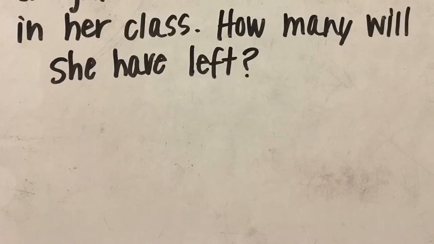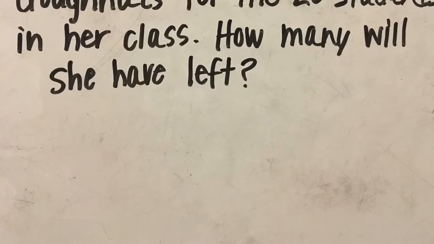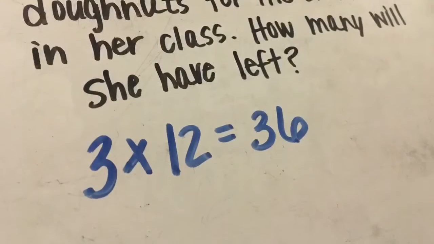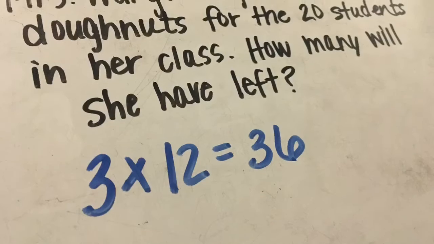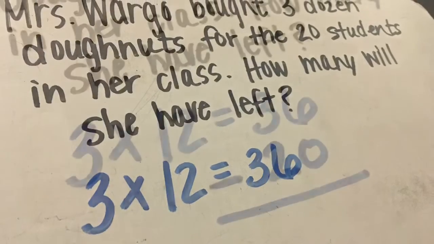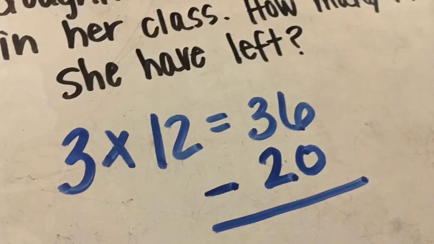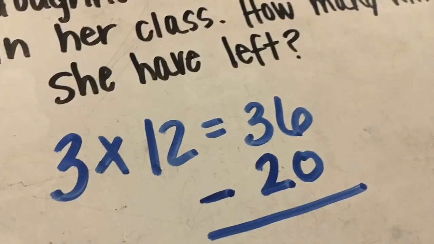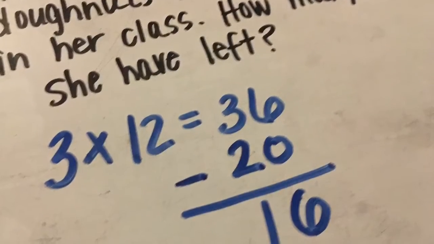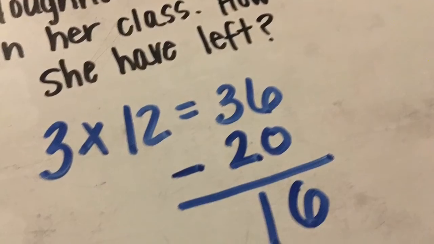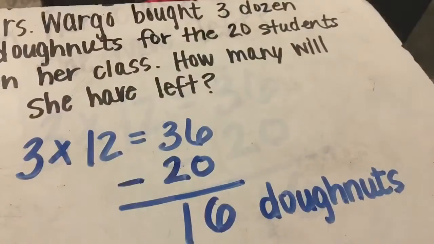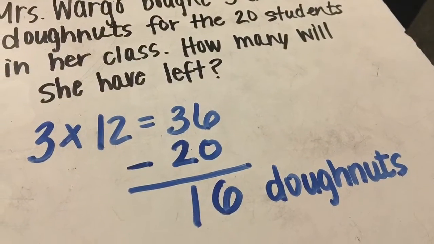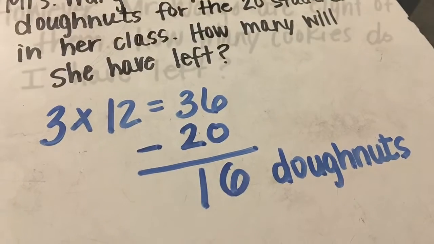Mrs. Wargo bought 3 dozen donuts for her class of 20 students. How many does she have left? Well, we first do 3 times 12 is 36. And then we subtract the 20 students that we have, which would give us 16 left. And don't forget, we have to label that: donuts. So it's a two-step problem there as well.